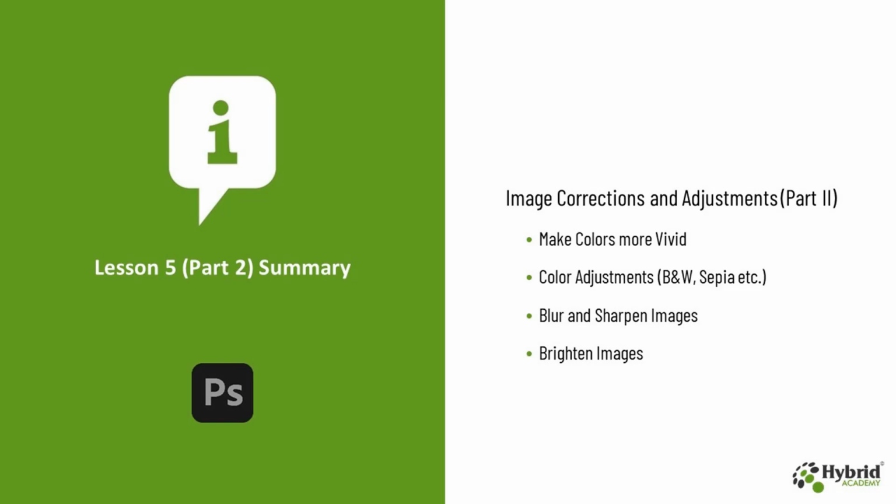Now with this we come to the end of our session. Let's summarize this session. So in this session we learned how to make colors more vivid, how to do color adjustments like black and white, sepia and other color tones. We learned to blur and sharpen the images, and we also learned how to brighten the image.